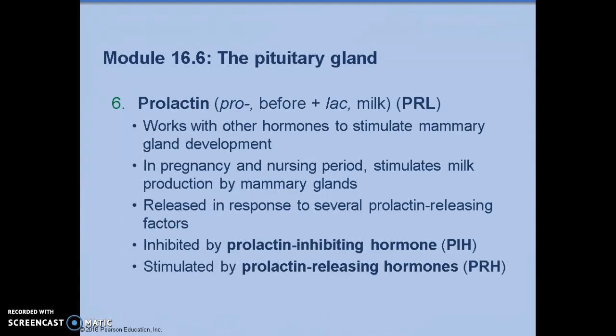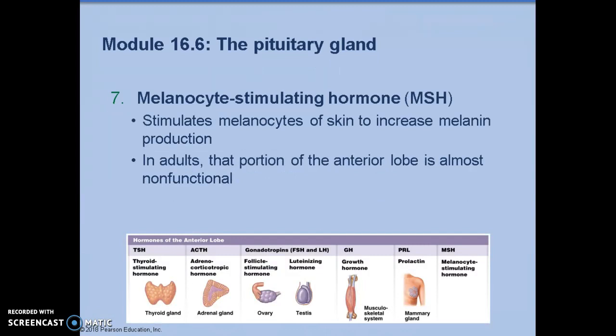Another hormone is prolactin, pro before lac, milk, and it stimulates mammary gland development. It stimulates milk production, and it is stimulated and inhibited by releasing and inhibiting hormones. The melanocyte stimulating hormone hasn't been in textbooks for a long time, and now it's in textbooks. It stimulates the production of melanin, but it's not functional in adults.